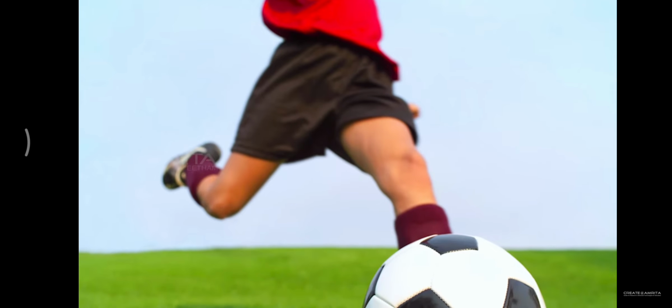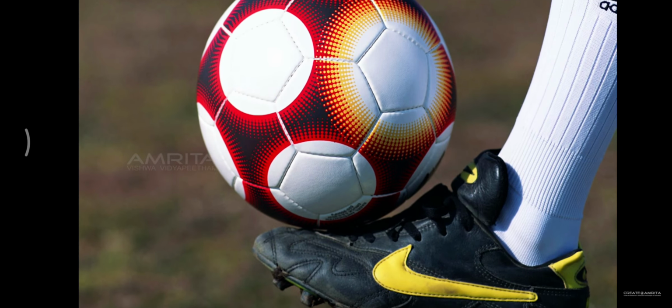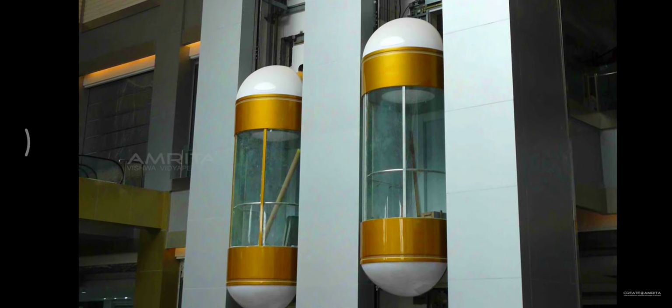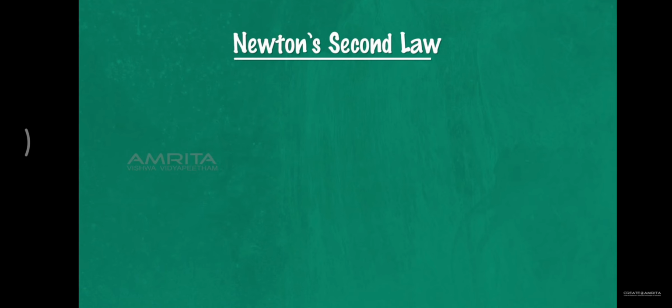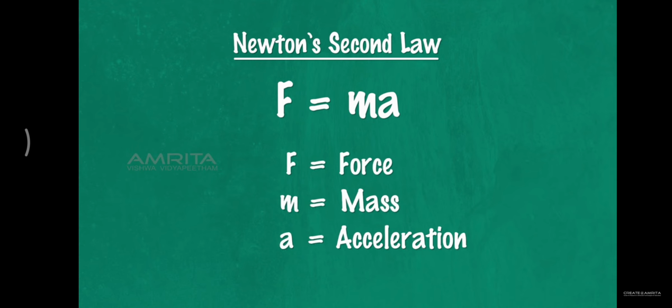Some of the daily life situations that illustrate the second law are kicking a ball and the up and down movement of an elevator in a building. Newton's second law, F = ma, enables us to calculate the force F, which is required to accelerate an object of mass m with an acceleration a.